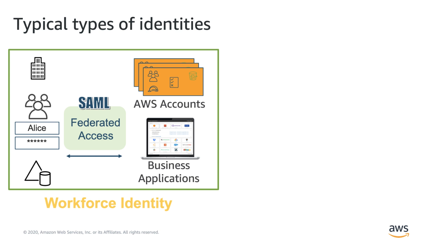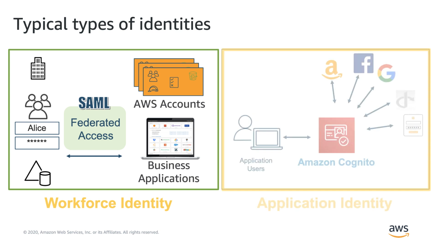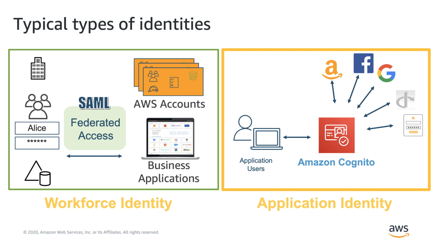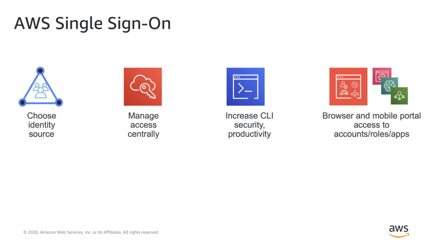And today, we will focus on this use case, where we want to provide federated access to AWS accounts and business applications. The other type of identities companies typically have is users of customer-facing applications, such as users of a retail storefront. AWS has solutions in this space, such as Amazon Cognito, but we will keep this out of scope for this session today. Okay, now that we understand the use case, let's briefly talk about AWS SSO.